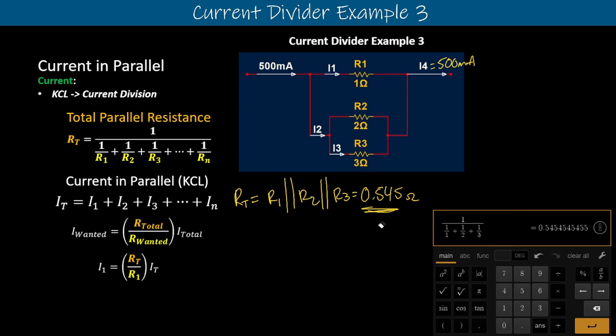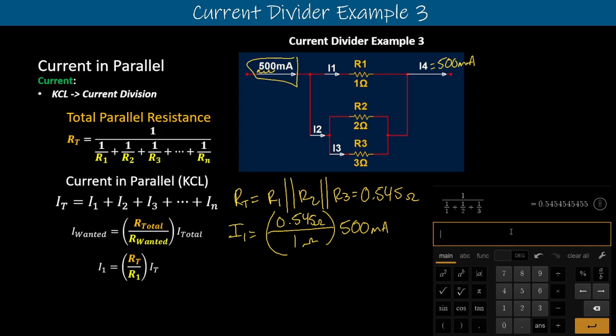It's 0.5. So we'll use that to solve for our I1 current. We'll say I1 is equal to our RT on top, 0.545 ohms, divided by the R1 itself, 1 ohm. We'll multiply that by the total incoming current of 500 milliamps, or we can move that back 1, 2, 3 and get that at an amperage value, but we'll leave it at 500 mA.